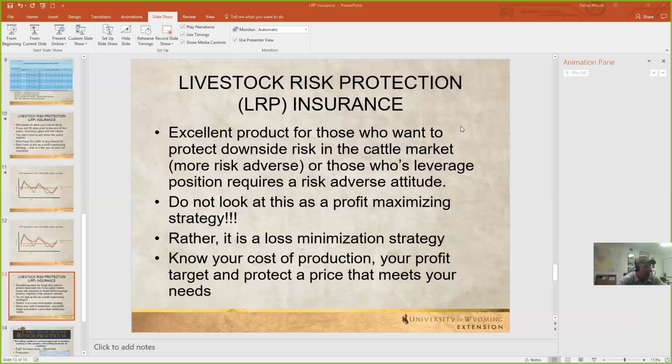Okay. Is the policy assignable? I don't understand the question. So like crop insurance, can a lender take an assignment of the policy, so that when the indemnity check is cut, it's made payable to the owner and the lender? I don't know. Might be something worth looking into.